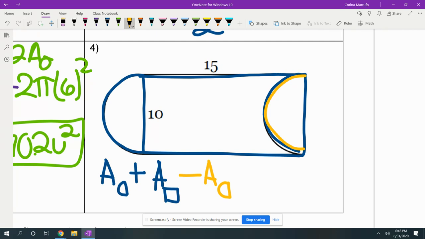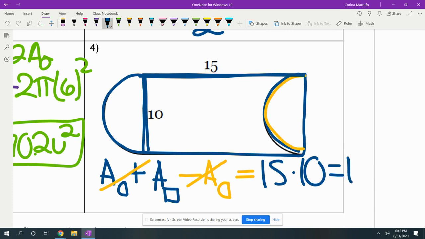So we would subtract the area of this half a circle. So coincidentally, if you take the area of this half a circle and subtract the area of half a circle, then all we're left with is just the area of the rectangle. Okay, so this is equal to, for a rectangle, we take the base, which is 15, and multiply it times the height, which is 10. And 15 times 10 gives 150. We don't know what the units are, so units squared.